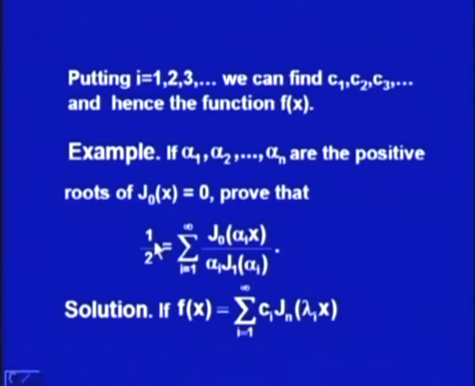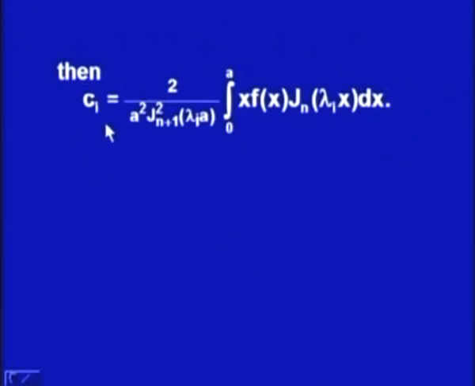So, we wish to expand the function f(x) equal to 1 in terms of an infinite series of Bessel functions of order 0. Now, we know that if f(x) is equal to the sum over i equal to 1 to infinity of C_i J_n(λ_i x), then we have seen that C_i is given by 2 over a² J_{n+1}²(λ_i a) times the integral from 0 to a of x f(x) J_n(λ_i x) dx, where λ1, λ2, λ3 and so on are the roots of the equation J_n(λ a) = 0.